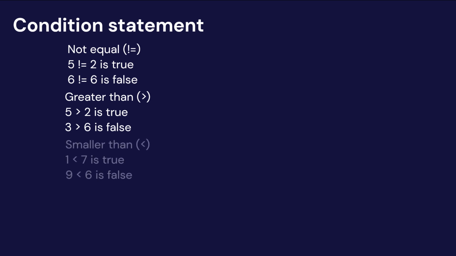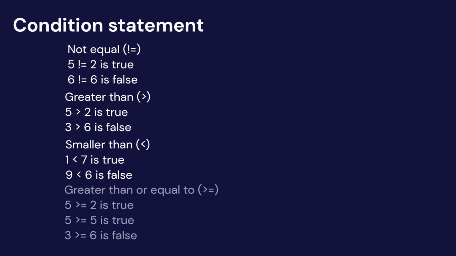Smaller than. Returns true if the left is smaller than the right. 1 less than 7 is true. 9 less than 6 is false. Greater than or equal to. Returns true if the left is greater than or equal to the right. 5 greater than or equal to 2 is true. 5 greater than or equal to 5 is true. 3 greater than or equal to 6 is false.